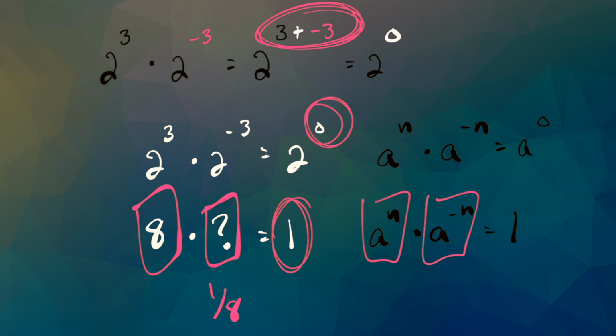And being that we've agreed that's equal to 1, if we're multiplying stuff and we're getting back 1, the things we are multiplying need to be these multiplicative inverses. They need to be reciprocals.